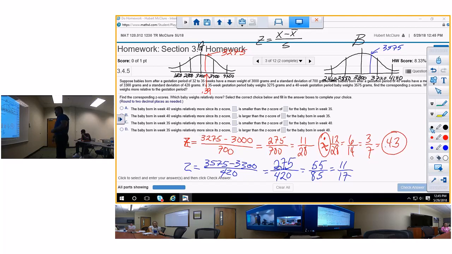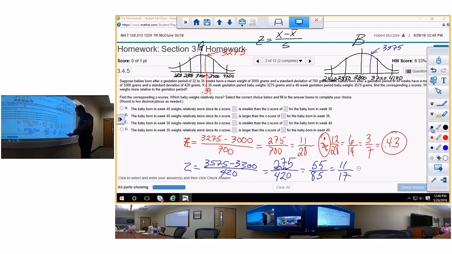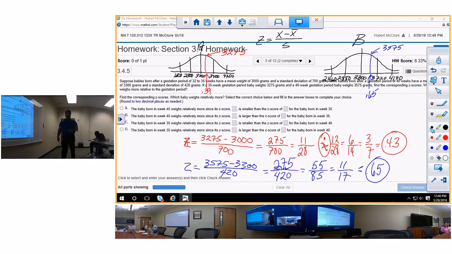So what'd you come out with? I'm not even going to try to estimate it. 11 over 17, what'd you come out with? 0.65. So this one, 0.65, is going to be right in there. Well, Hubert, that don't tell us nothing. No, because you haven't done it on a z-scale yet. Okay, you've done the calculations. Now you got to compare apples and oranges.